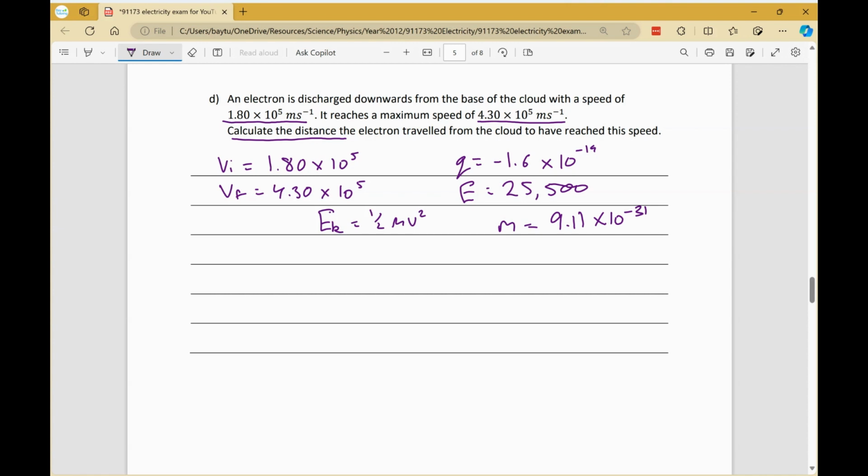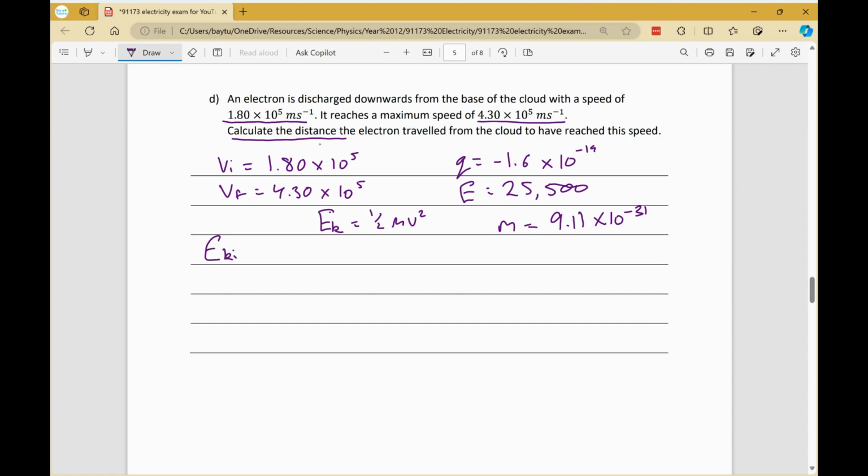So now that we know the speed, we can work out the kinetic energy at each of its different speeds. Now that changing kinetic energy results in a proportional change in potential energy. So as the kinetic energy increases, its potential energy must be decreasing. And from that, we can then work out the distance it has travelled.